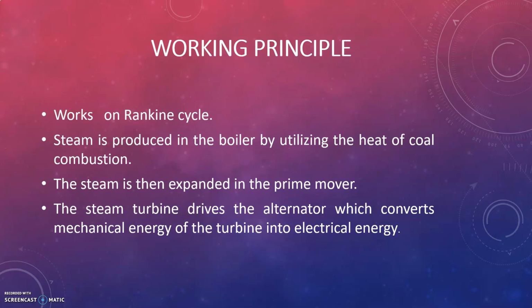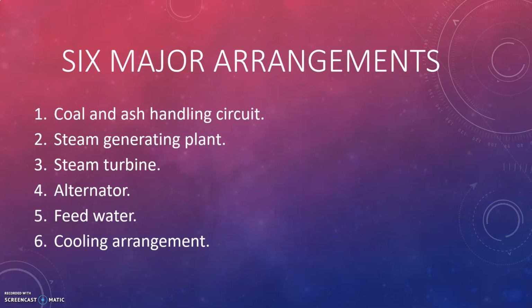Steam is produced in the boiler by utilizing the heat of coal combustion. The steam is then expanded in the prime mover or the turbine. The steam turbine drives the alternator, which converts mechanical energy of the turbine into electrical energy.